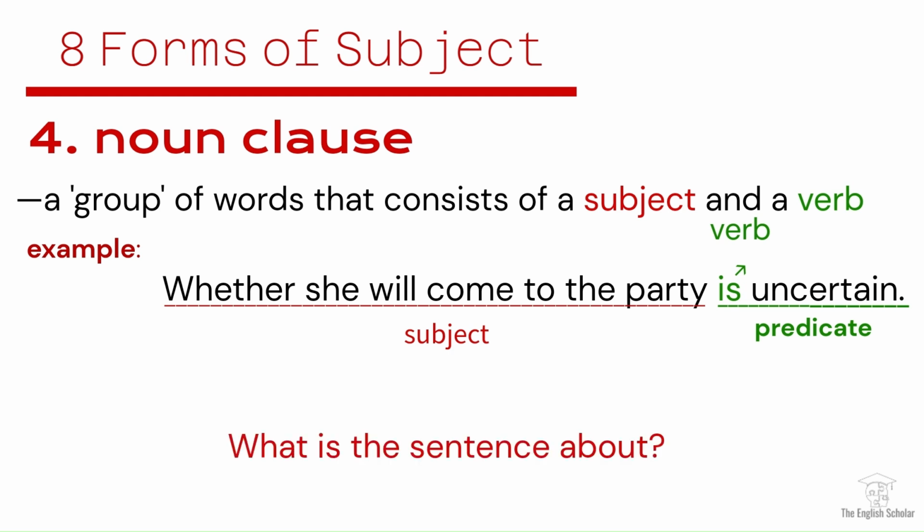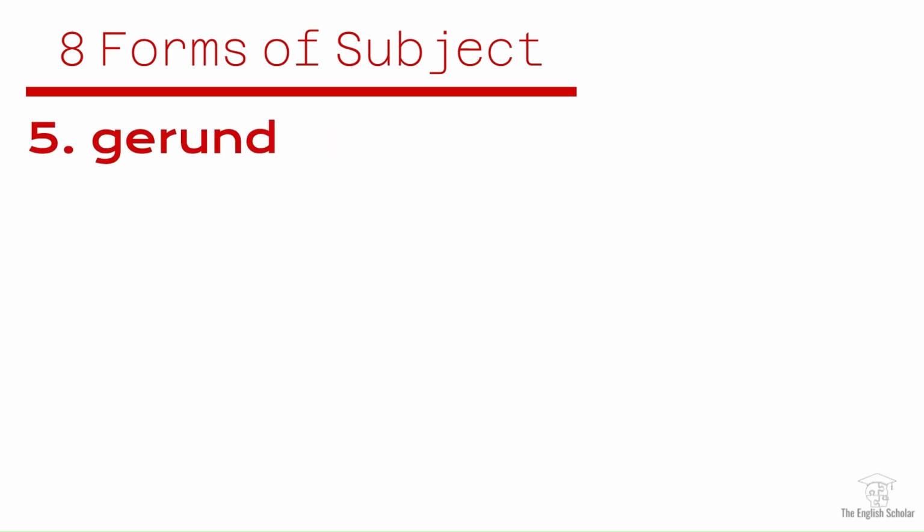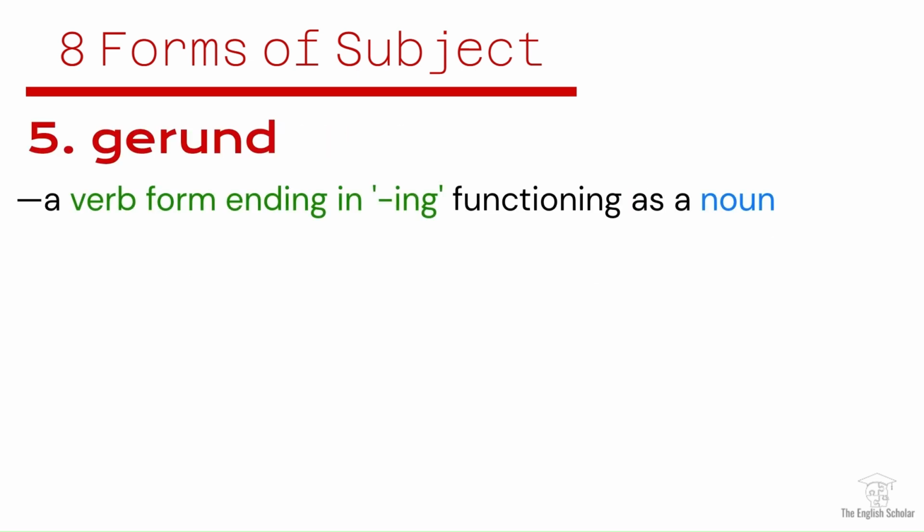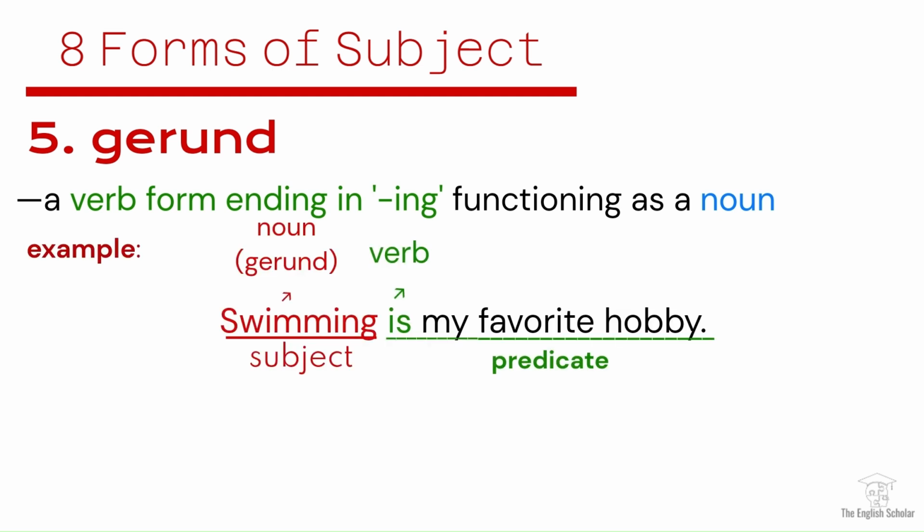Let's move on to the fifth form. We have the gerund. A gerund is a verb form ending in ing that functions as a noun. It can act as the subject of a sentence. Let's explore some examples. Swimming is my favorite hobby. In this sentence, swimming is a gerund and functions as the subject. It represents the activity or action that is the speaker's favorite hobby. It consists of the verb swim plus the ing.